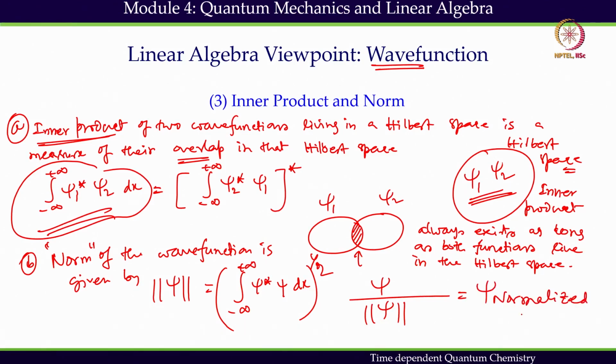This is the way one can get the normalized wave function. And if this integration becomes 0, it means that these two functions are orthonormal. So, these are the properties which we have already used. Orthonormal wave functions we have already used, but we have not noticed that we are using them as a consequence of the Hilbert space, the property of the Hilbert space, and this is something which we are pointing out.